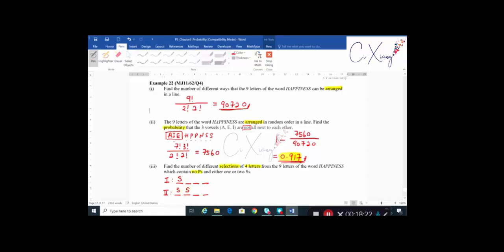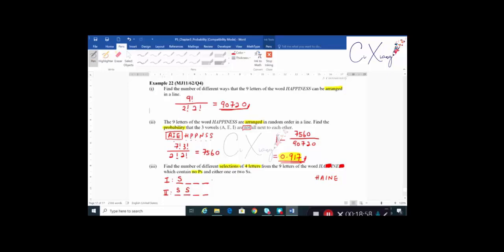Alright, so from this question, they already tell you no P with either 1S or 2S. Generally, you should ignore the P straight away from your selection because no P should be selected. Okay, and then the S also you need to ignore it because these 2S are identical items. Therefore, I already list it out case by case. Therefore, you should ignore it as well. Alright, so you can see that only 5 letters are available. H, A, I, and E.